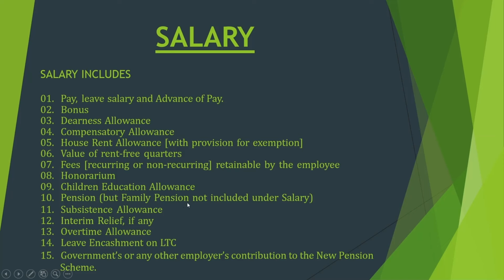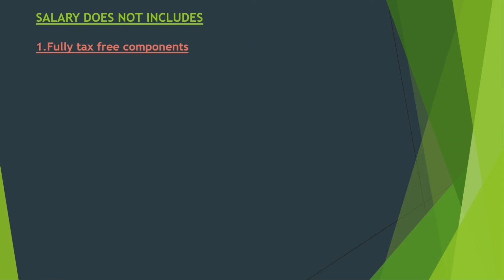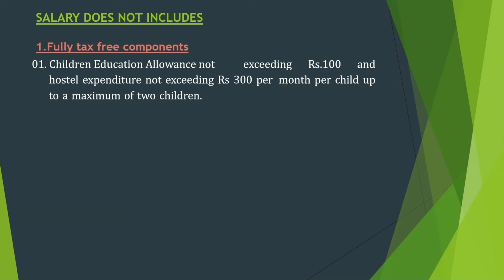Now, let's see what the salary does not include. As discussed earlier, I am categorizing these non-components into three categories. The first one is fully tax-free components. Among these, the first one will be the children education allowance, not exceeding rupees 100, and hostel expenditure not exceeding rupees 300 per month per child up to a maximum of 2 children.